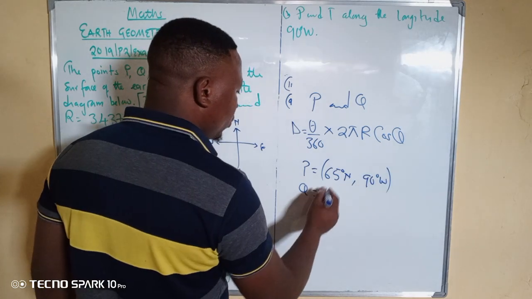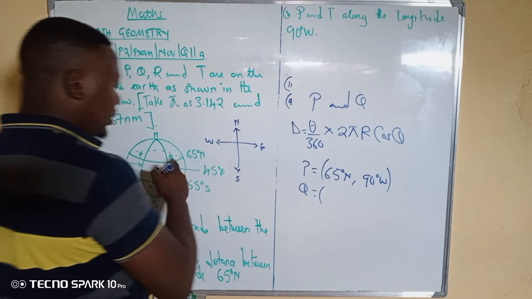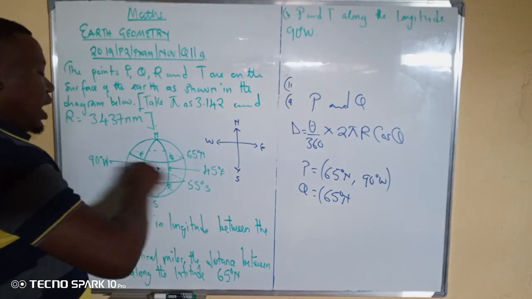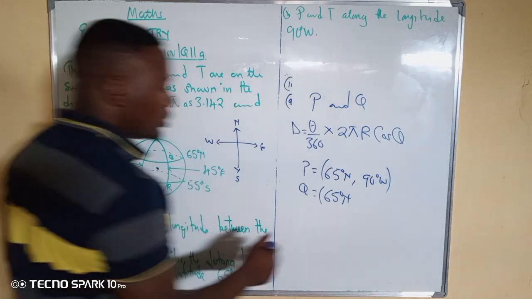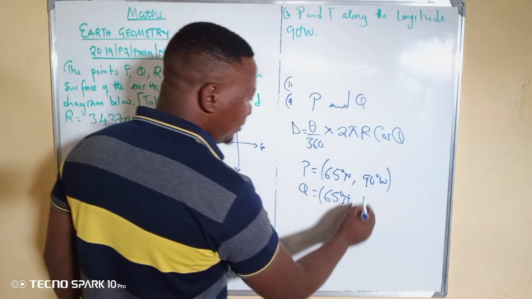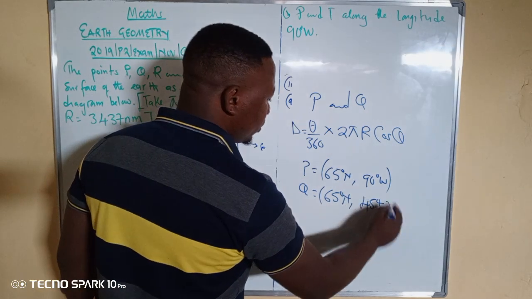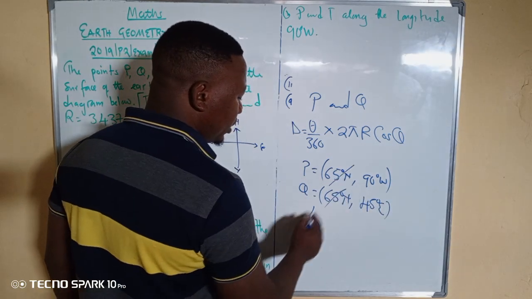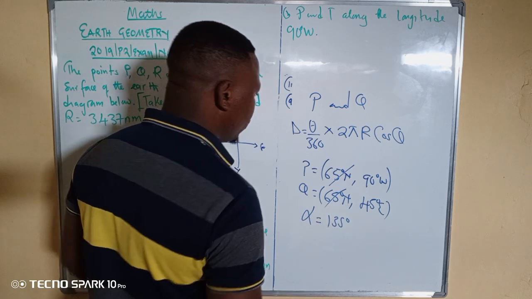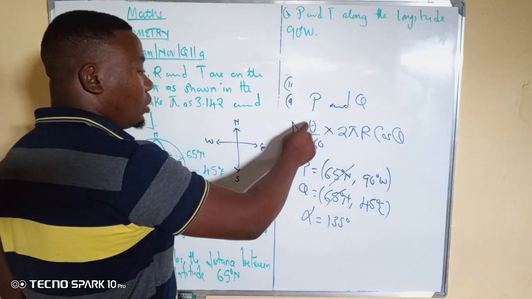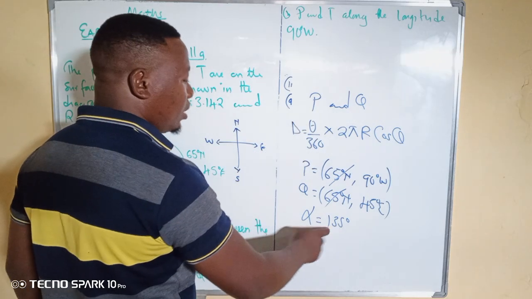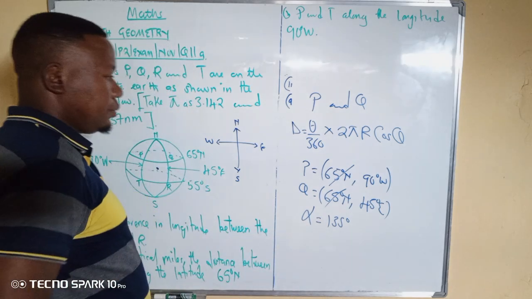Then for Q, we are going to say Q again is 65 degrees north. Why am I saying 65? Because they lie in the same latitude. And the longitude for Q would be 45 degrees east. So therefore I can add these two and say my alpha is 135 degrees. So here where there's alpha or theta, I'm going to put 135. That is the first thing that you do.